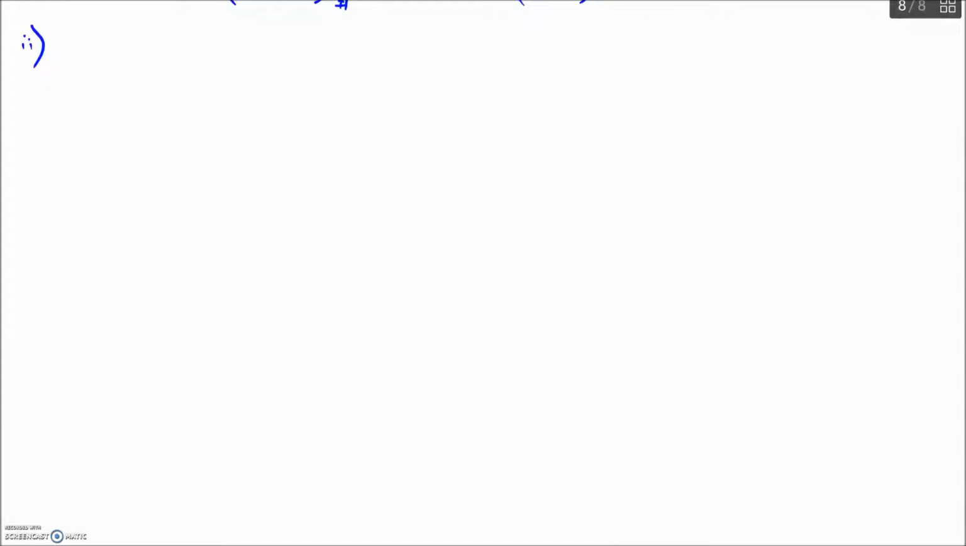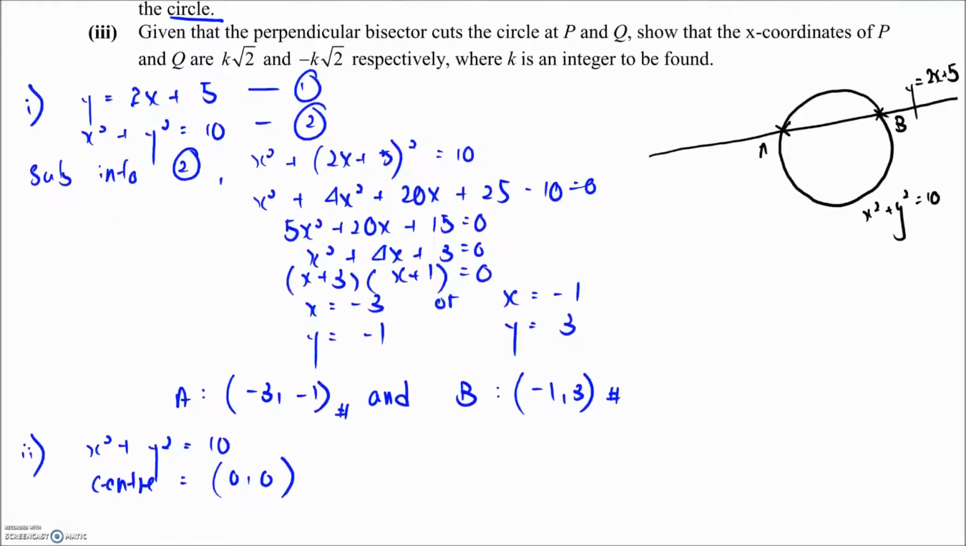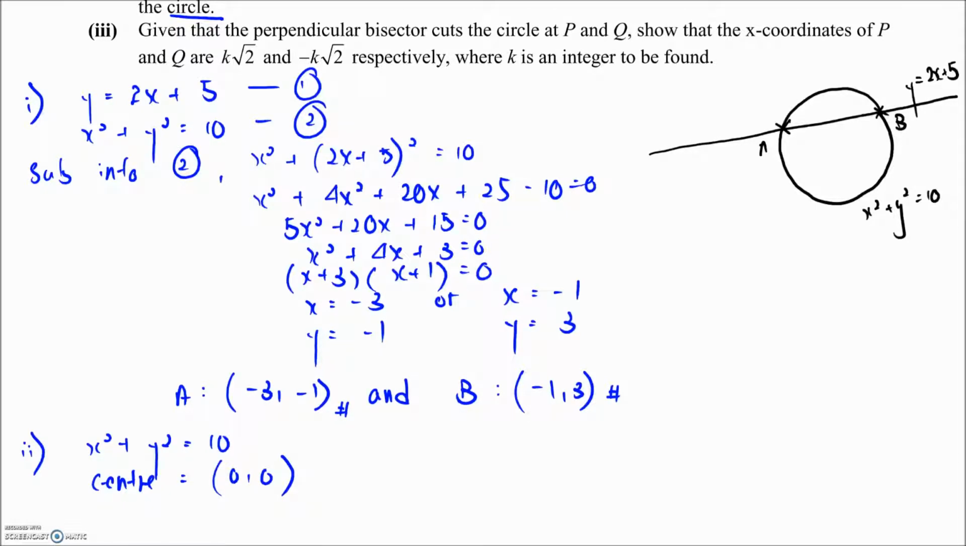Okay, let me find the center of the circle. Remember, this is the circle that you have. Notice, the x and y terms are missing, meaning the coefficient of x and the coefficient of y are 0. This means to say, the center is equal to (0, 0), which is the origin. Now, let us find the equation of the perpendicular bisector.